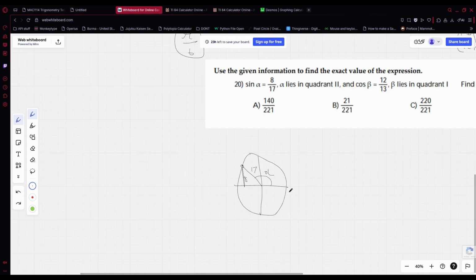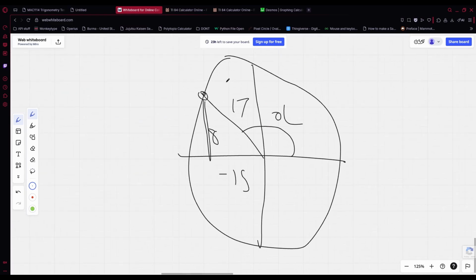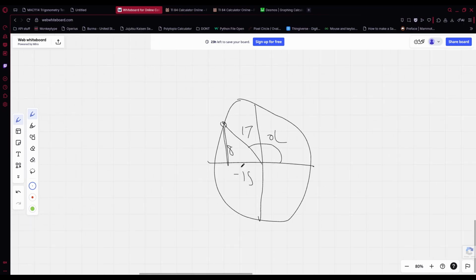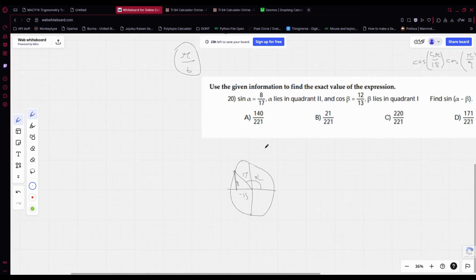Okay. This would be negative 15. Why is it negative? It's in quadrant 2. Cosine is negative because you're going left. Sine is fine because it's going up, and the hypotenuse is always positive. And also it tells you.